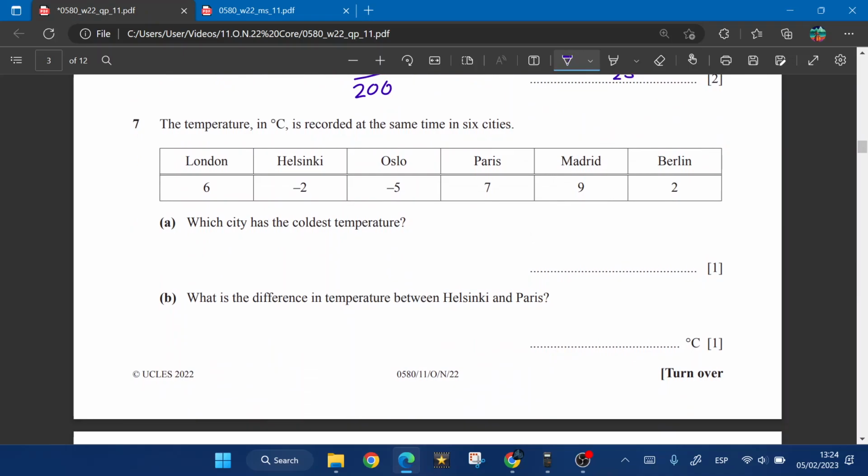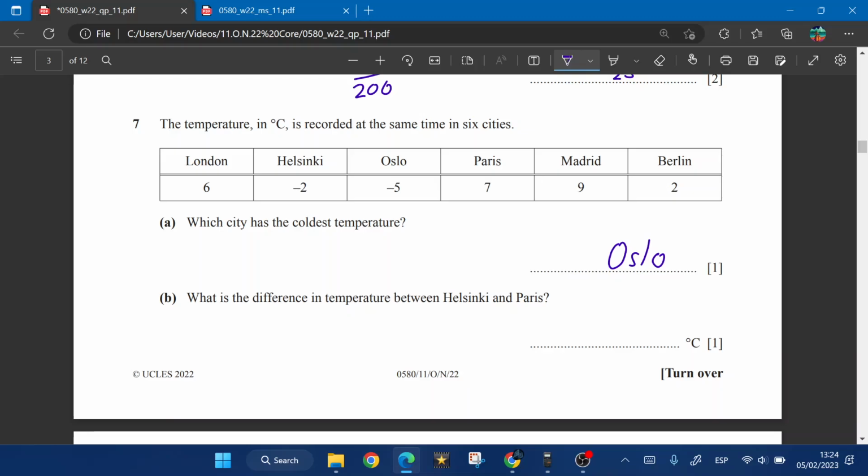Okay, so Oslo is not the place I want to go. Too cold. Madrid is near my home. I'd rather go there. You know, it's still winter time. It's cold there. Which city has the coldest temperature then? Of course, Oslo. -5. What is the difference between Helsinki and Paris?